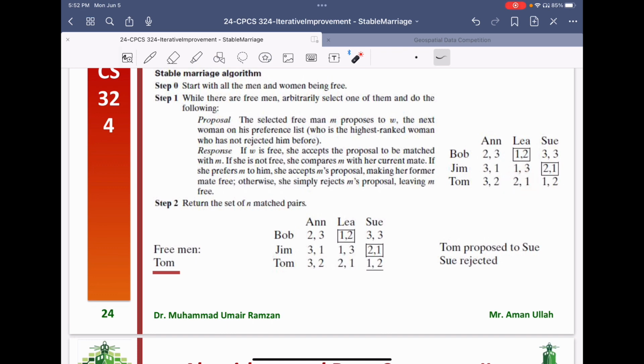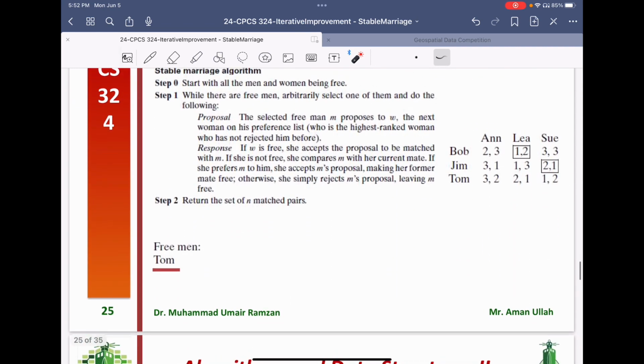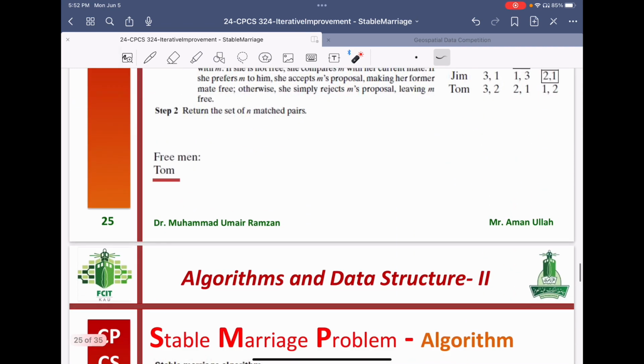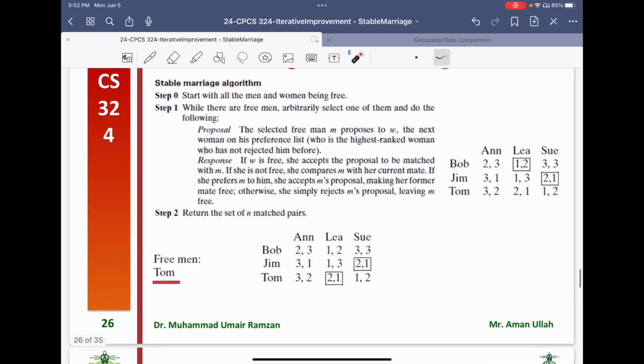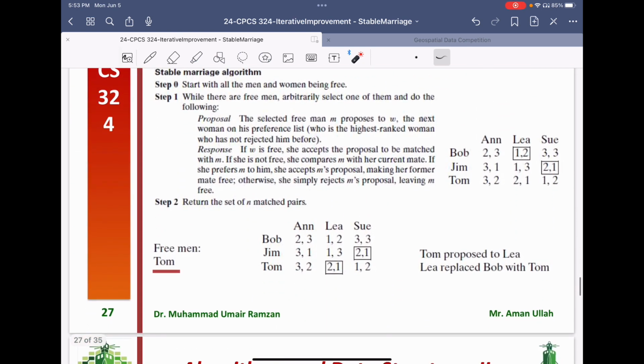Now here is where it gets interesting. Now we can say that Bob and Leah, when they were in their first pair, were not a blocking pair. Why? Because now Tom is going to propose to Leah, being her first choice. So she is going to reject Bob and she's going to marry Tom. Now, if we see this, she's going to reject Bob, yep, and marry Tom.